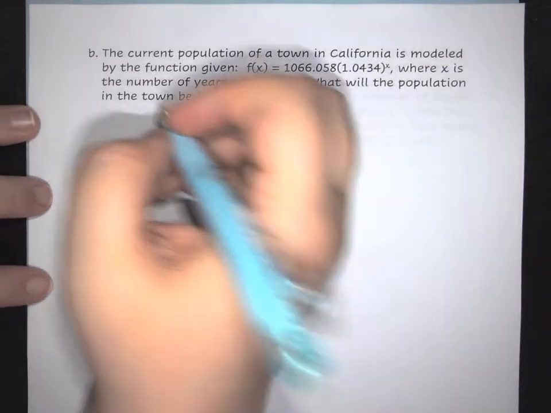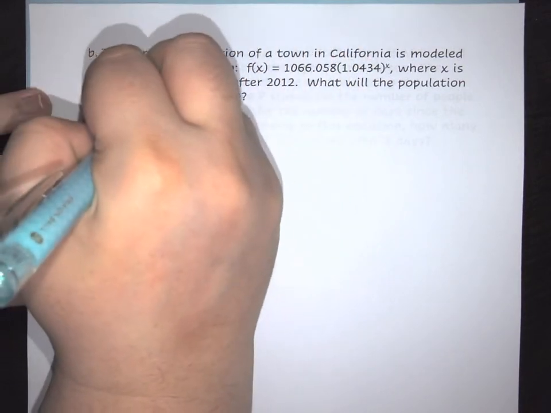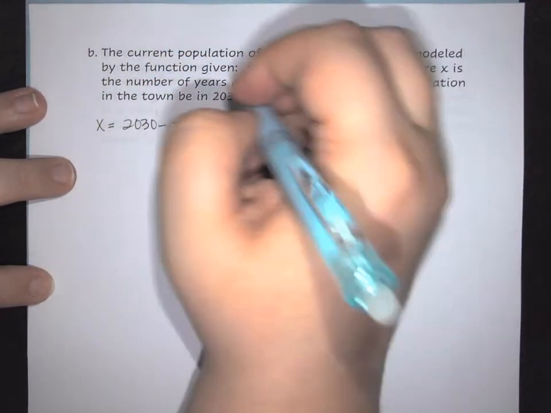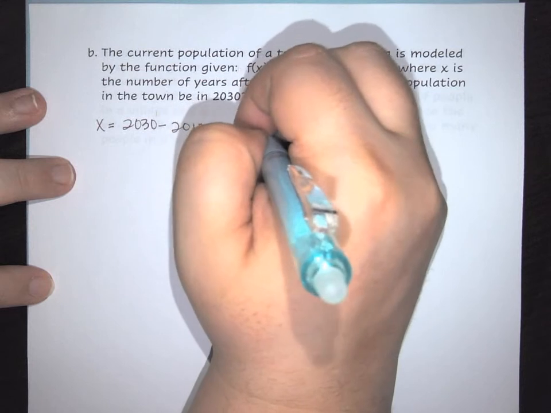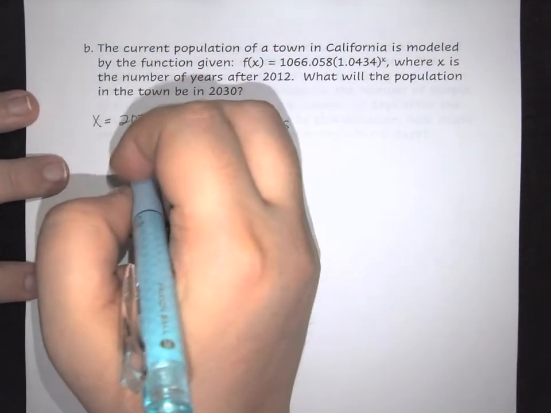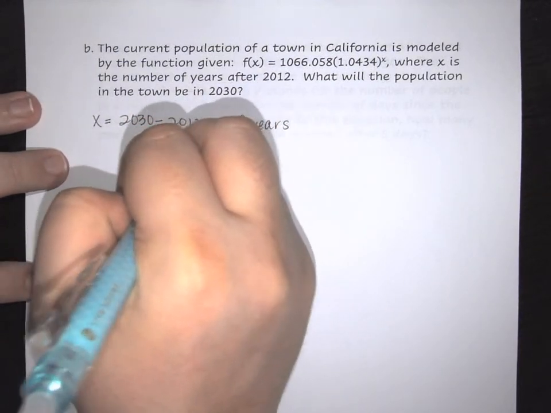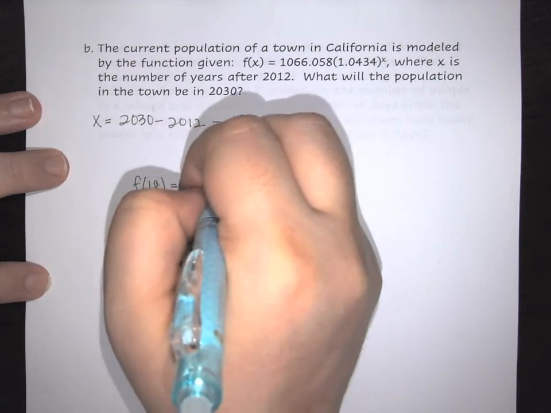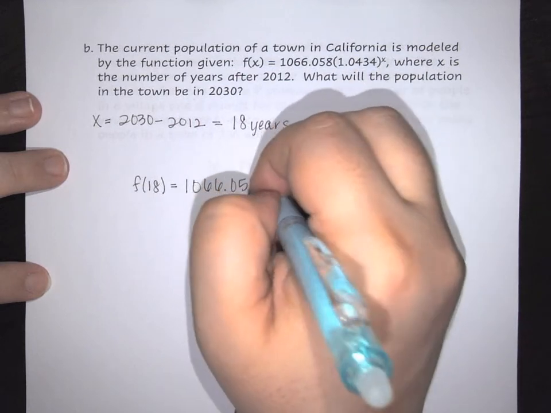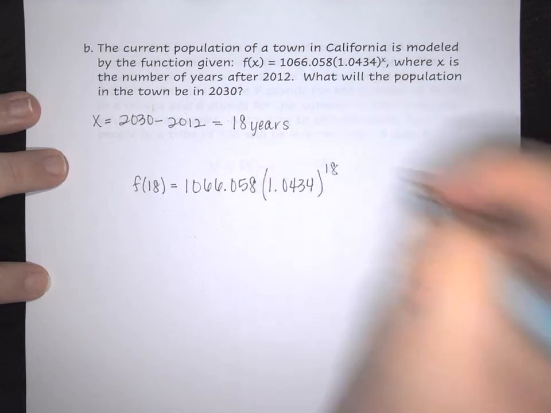So the first thing we have to do is figure out that x is going to be 2030 minus 2012, because it is the change from start to finish. So this is actually going to be 18 years. Once you figure that out, all you simply have to do is plug it in. So here we've got f of 18 is going to be 1066.058 times 1.0434 raised to the 18.